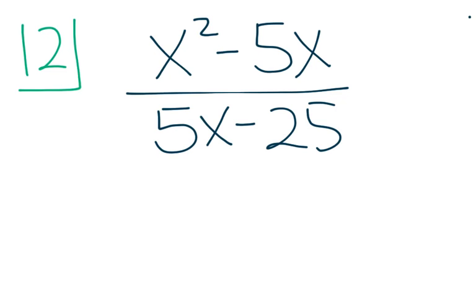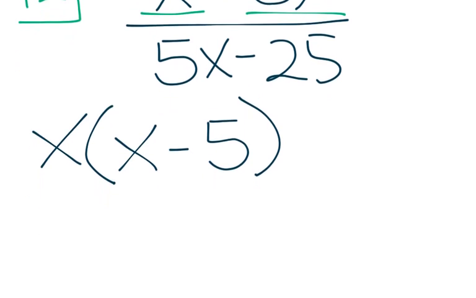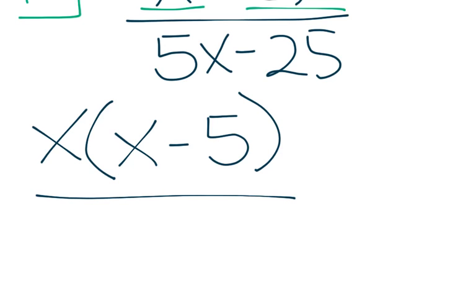So what we're going to do is simplify this by looking for common terms. The common factor in x squared minus 5x is the x. So we're going to factor out the x, okay, and x squared divided by x is x, minus 5x divided by x, which is 5. So this is our numerator. Now we want to simplify our denominator. 5x and 25 have 5 in common.